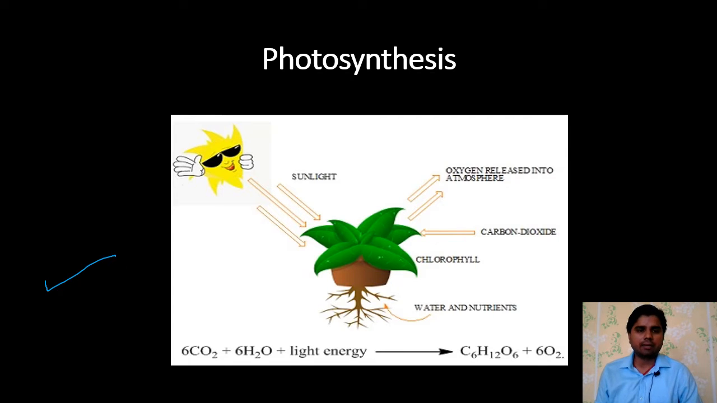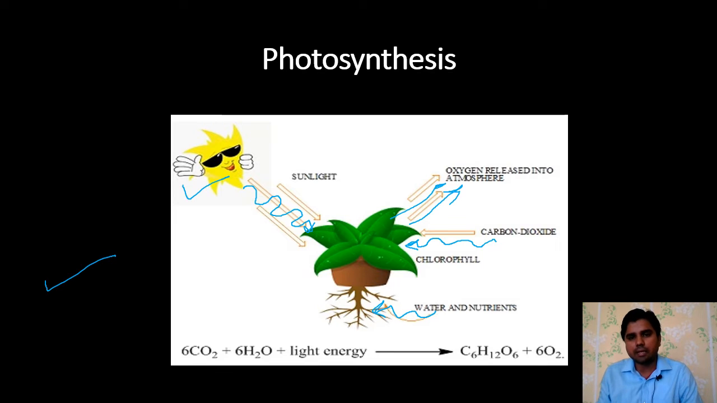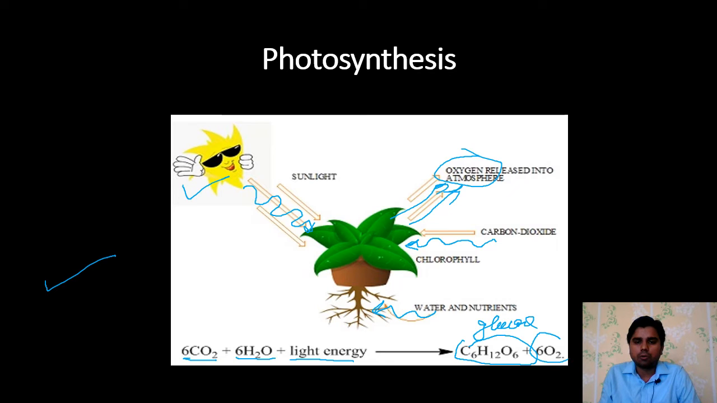Can you observe the sun? Sunlight is coming to the plant. Carbon dioxide is coming to the plant. Water and nutrients are also coming to the plant. And one arrow is going away from this plant. That means it is releasing out. What is released here? Oxygen is released here. So we can say that 6 molecules of carbon dioxide and 6 molecules of water are used in presence of light energy. So it gives us glucose and oxygen.